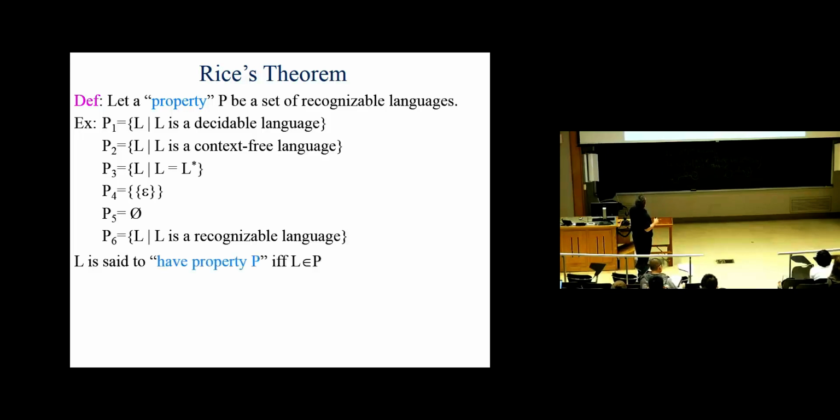Okay, so a language is said to have a property if it's an element of that property, because a property now is a set of languages, a set of recognizable languages. And by the way, a recognizable language is a language that can be recognized by a Turing machine, accepted by Turing machines. It's a language for which there is a Turing machine such that the set of all strings accepted by that Turing machine is that language. No more, no less.